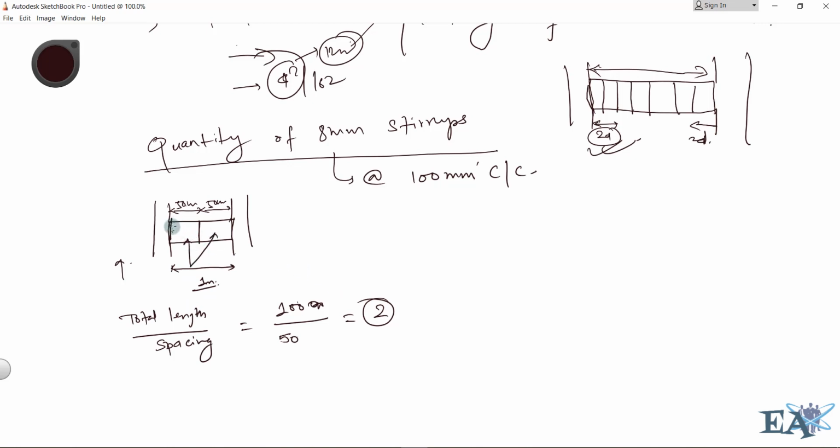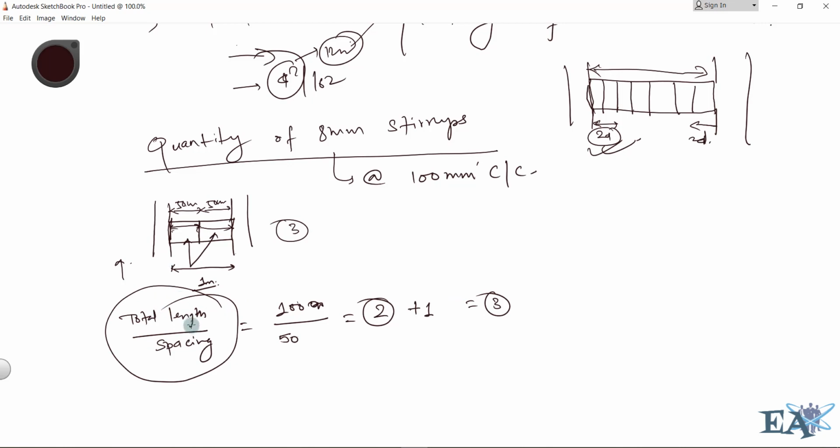We got one spacing from here to here, and we got another spacing from here to here. But we don't need the number of spacings, we need the number of stirrups. You see that the number of stirrups is 3, which means that if I add 1 to the number of spacings, I'll get 3. That is the number of stirrups. So this is the concept of dividing this thing.